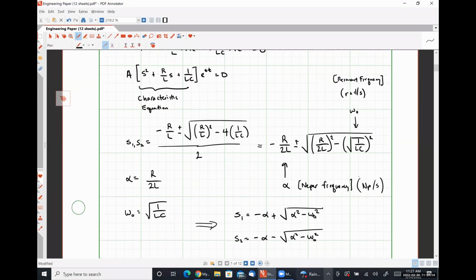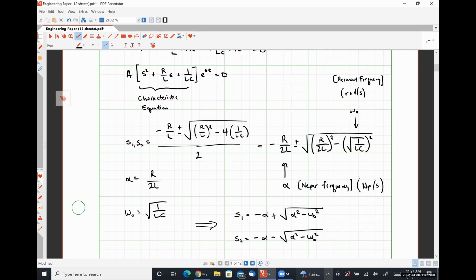I'm going to scroll up here because I want us to look at S1 and S2. When alpha is greater than omega naught, the quantity under the radical here is positive, which means we have negative alpha plus the square root of something positive. It's literally just going to be a real number. S2 is also just going to be a real number. What if alpha were equal to omega naught?